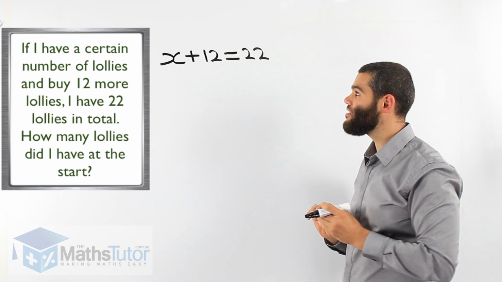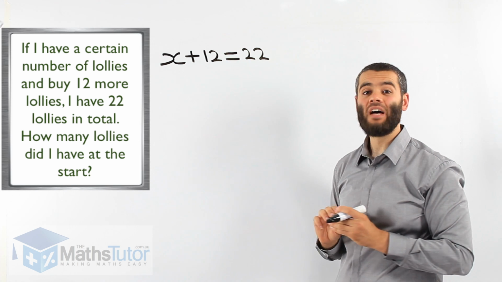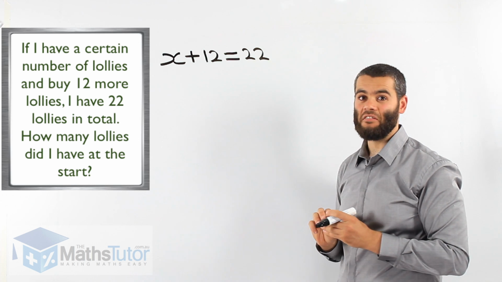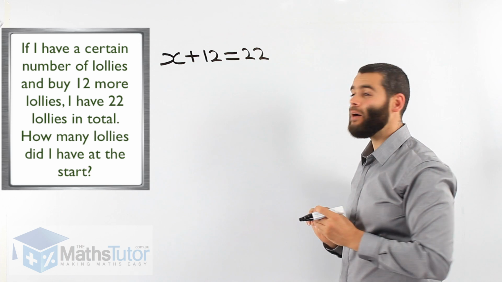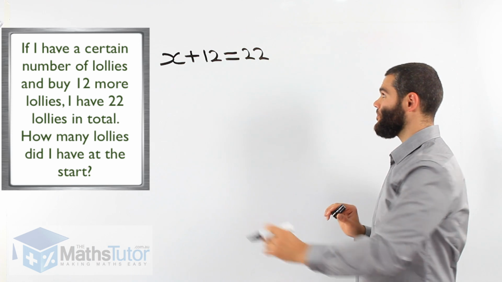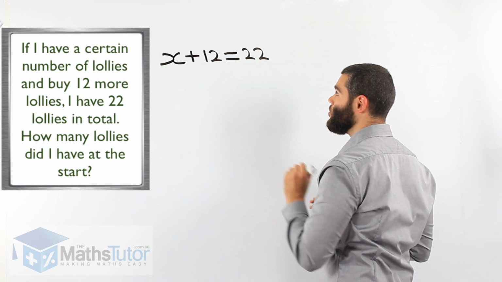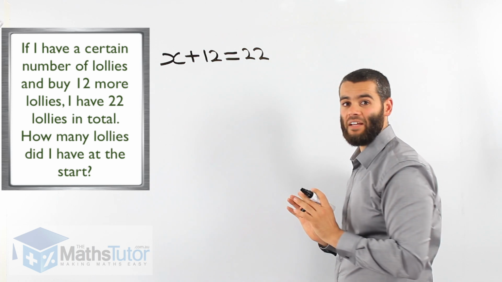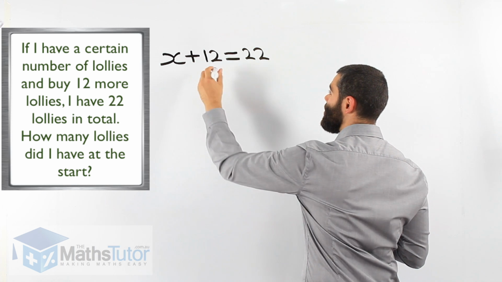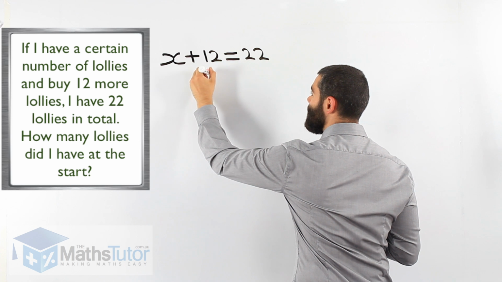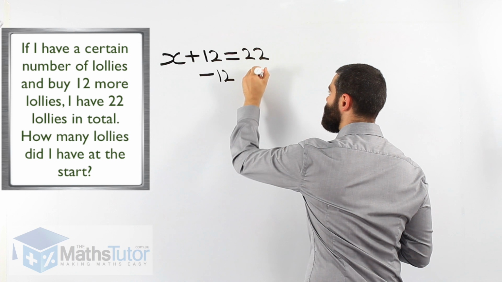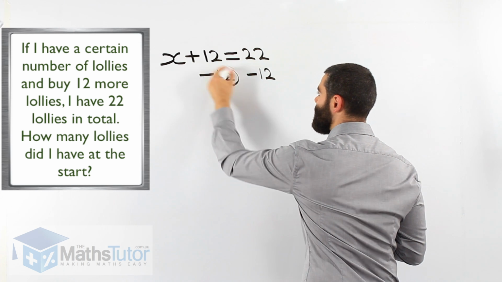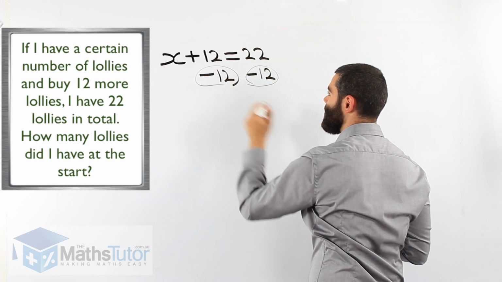Now let's find out. It says how many lollies did I have at the start? We want to know what X is. Well, we need to create an equation. We already did. Now we're going to solve the equation. What are we going to do? We're going to solve and find X. Well, we need to know that there is what we call the law of opposites. Plus 12 becomes minus 12, and minus 12 here. So that's our working out here and our working out there.